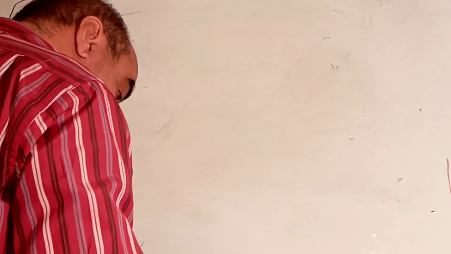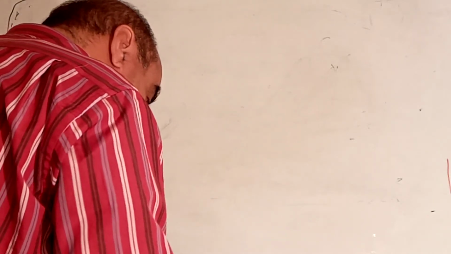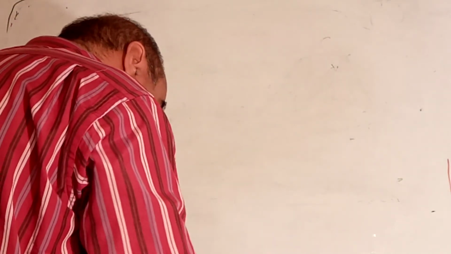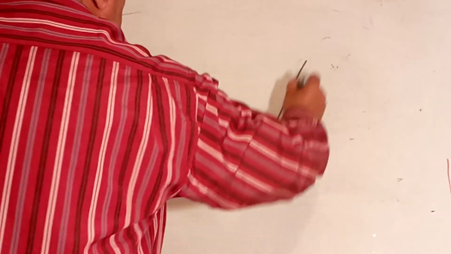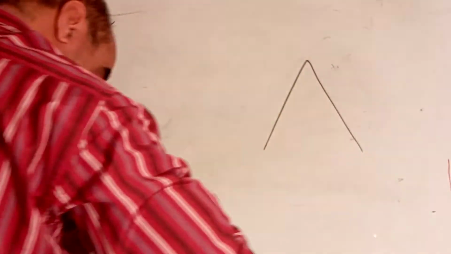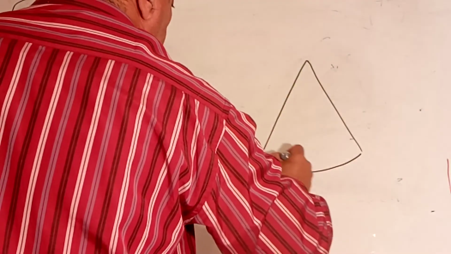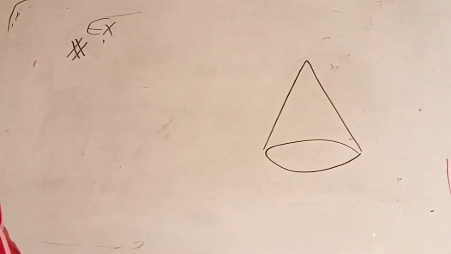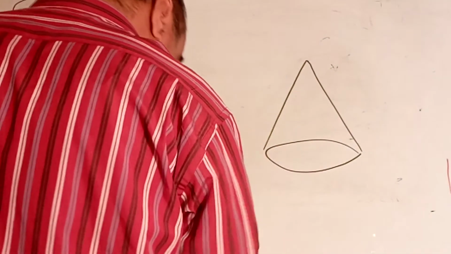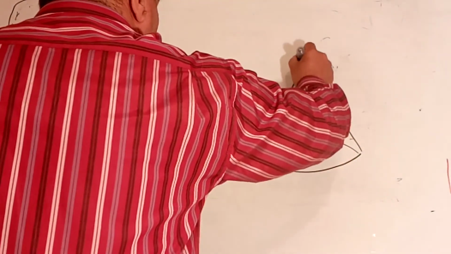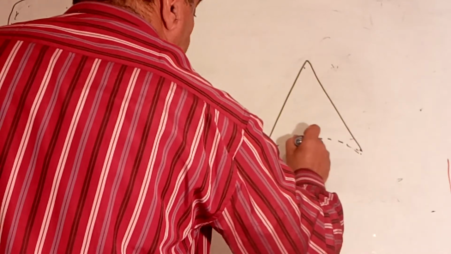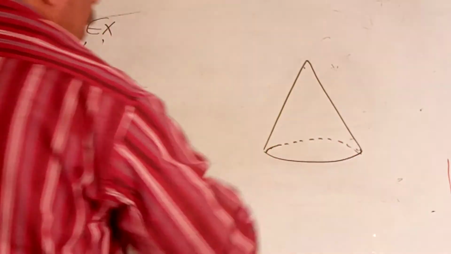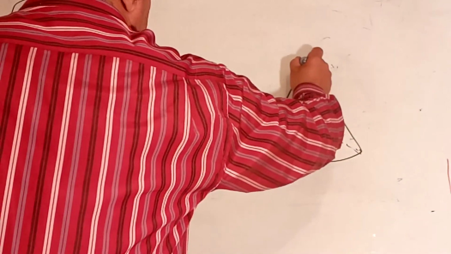Okay, now let's do the volume and surface of a cone. Alright, we have a cone, the cone is like that. But the base is circular. The base is circular. This is the cone, okay? So it has a height h.